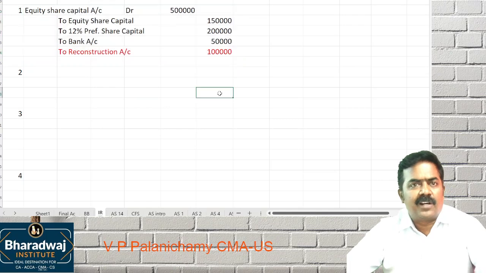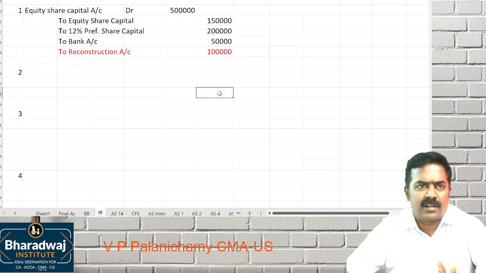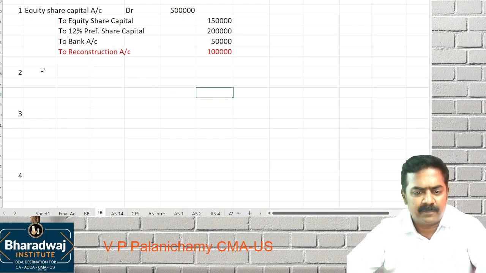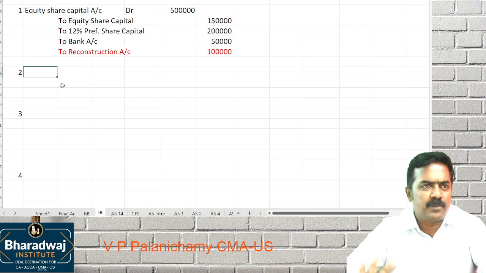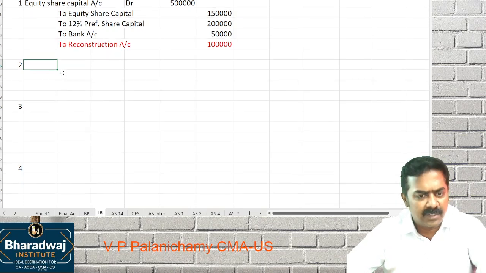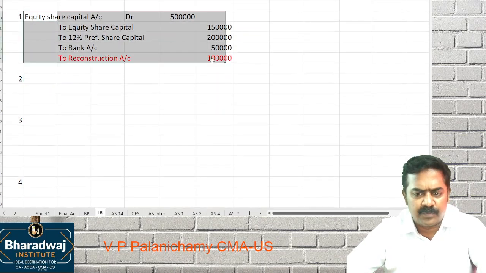Please remember, wherever they ask you for a journal entry, let it be amalgamation or internal reconstruction, you have to give what? Narration. Narration is mandatory. Sometimes the exam question will specify to pass the journal entry without narration. But if they ask you normally for a journal entry, you do it with the narration only.